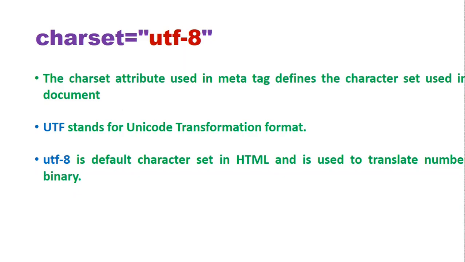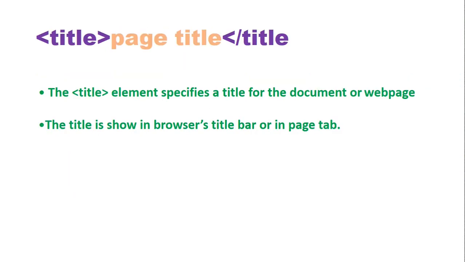This charset attribute used in the meta tag defines the character set used in the document. Here UTF stands for Unicode Transformation Format. This UTF-8 is the default character set in HTML, and it is used to translate numbers to binary. Next tag inside the head tag is the title tag. This title tag specifies the title of the document or web page. The title is shown in the browser's title bar or in the page tab. This we will see when we see the example in the next class.